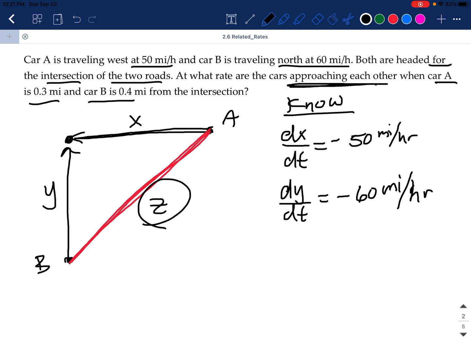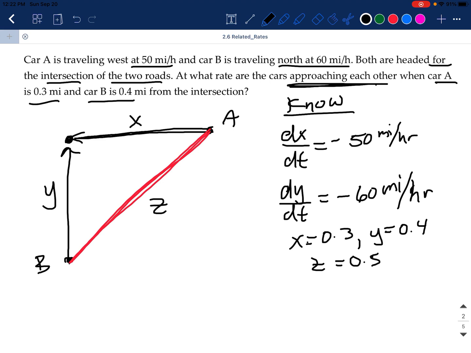So Z in particular is shrinking, as well as X and Y. So they're all shrinking quantities. So Z should be a negative answer as well. So dz dt is going to be a negative answer. And note, we're interested when X is 0.3, Y is 0.4, which means that at that moment, Z will be 0.5, since that forms a Pythagorean triple.